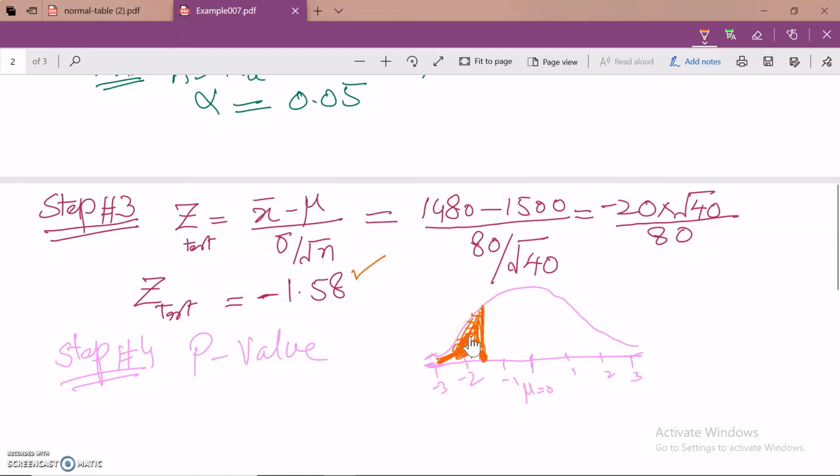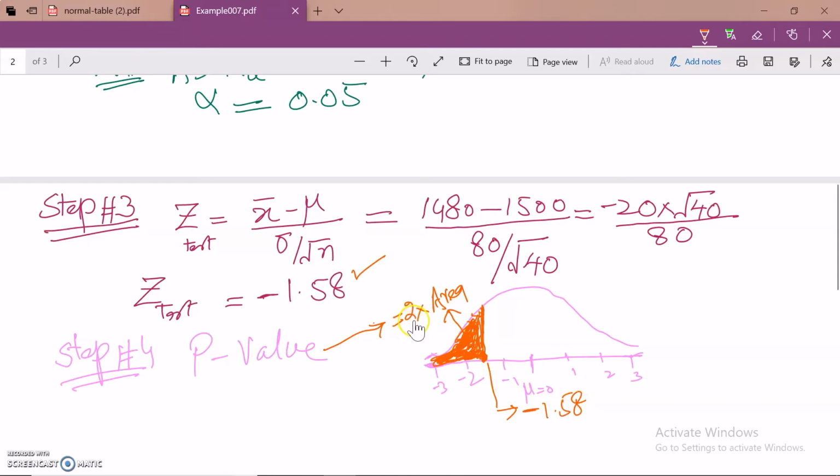Remember that finding the p-value in a two-tailed test is a little involved, and you have to pay attention to that, right? This is the area to the left of the test statistic, minus 1.58. As it's a two-tailed test, my p-value will be equal to 2 times this area. I will find the area to the left of minus 1.58 and multiply by 2.